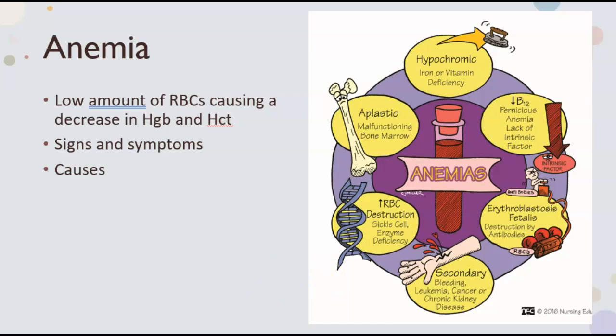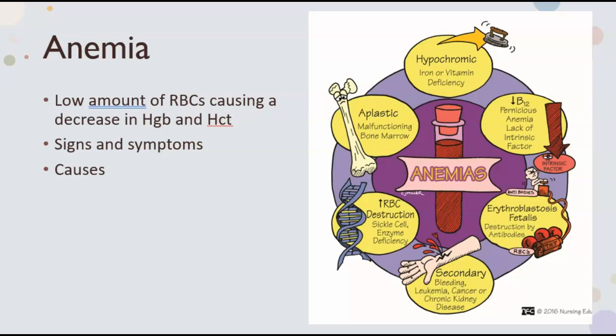So anemia is a low amount of red blood cells, which causes a decrease in hemoglobin and hematocrit. You need to remember that hemoglobin attaches to red blood cells, and that's how oxygen gets to the tissues. So if there is a decrease in the amount of hemoglobin and red blood cells, oxygen supply to the tissues and the cells is going to decrease. Then your peripheral circulation is going to compensate by shunting blood to the vital organs, and that's going to cause hypoxia in other areas of the body.